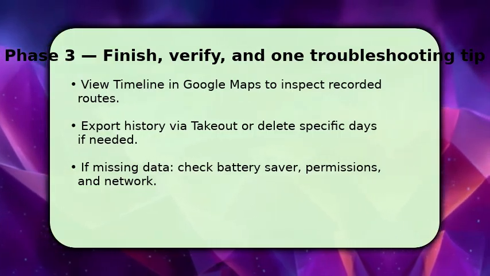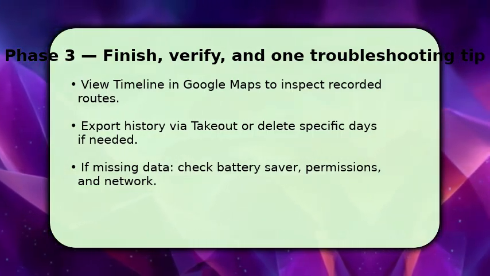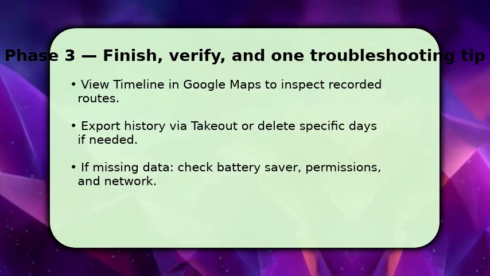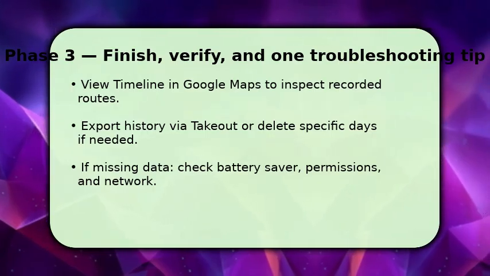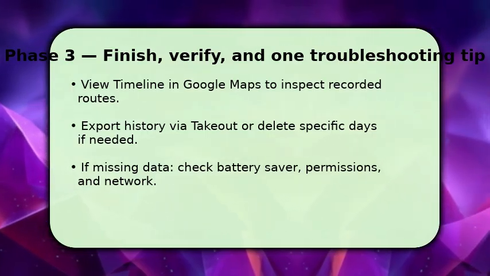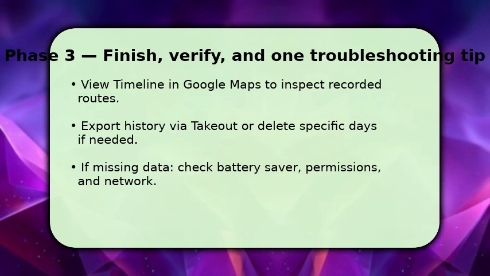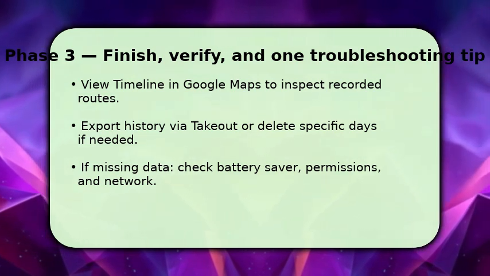If data is missing, check battery saver and app permissions. Android often stops background location when battery optimization is active, so disable that for Google services. Also verify network connectivity and that the correct account is set to record.